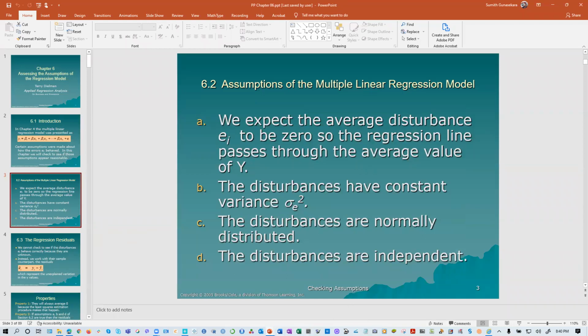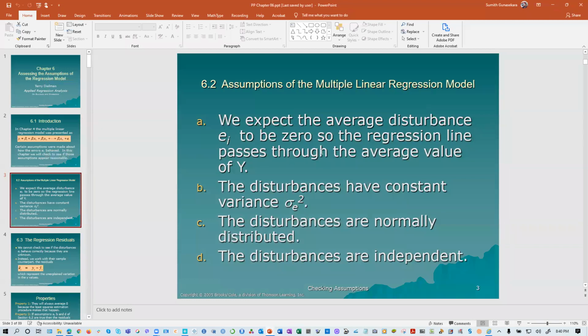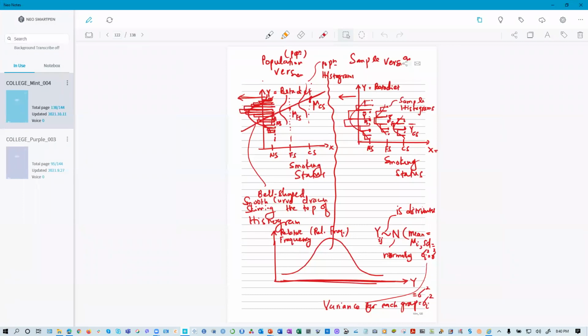See, the regression line goes through the average value of these y values because the error has a zero average. That's what they say. So the regression line passes through the average value of y, and that's the same thing.